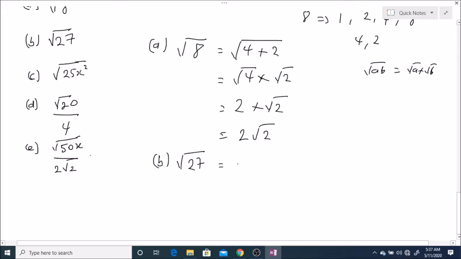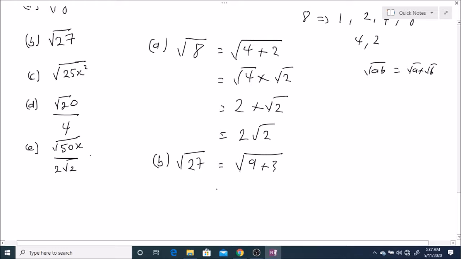Again, to simplify root of 27, you find two factors of 27, but one of the factors must be a perfect square number and the other must not be a perfect square number. So we pick 3 and 9. You know that 27 is the same as 9 times 3 or 3 times 9. In this case, the 9 is the perfect square number and the 3 is not a perfect square number.